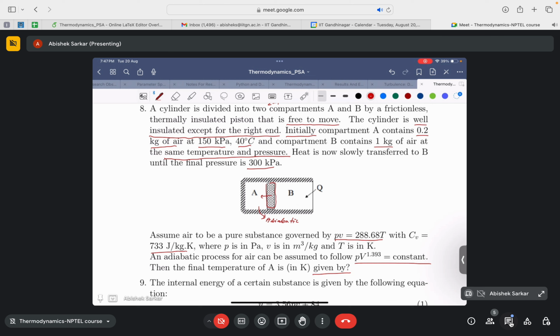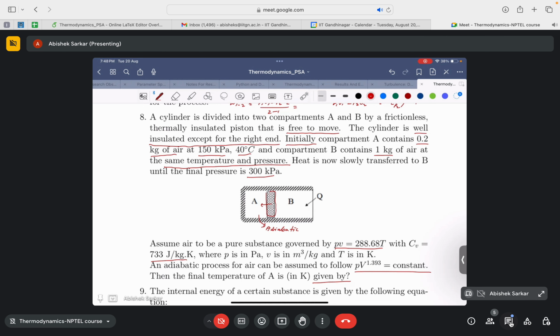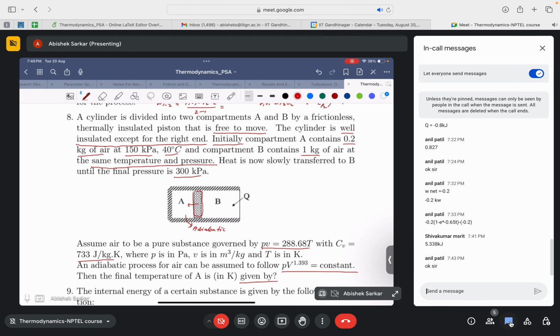So even if heat is applied at B and there is no heat application at compartment A, the thermodynamic process for compartment A is adiabatic. This compartment A is indirectly affected because of the heat applied at compartment B, but the process for compartment A can still be considered adiabatic. That is the key point I wanted to mention. Now you can go ahead and try to solve the problem. It's a bit tricky, so maybe you can keep it as the last problem for today's session. You can take enough time; I will wait up to 7:54 for you to try it out. You can mention your doubts to me.